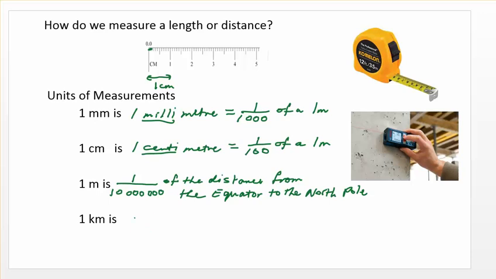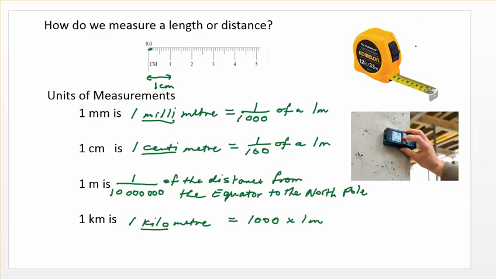And finally, 1 kilometre. So you need to be familiar with this language. Well, 1 kilometre is 1,000 times 1 metre, whatever that is. So everything is relative to metres. So that's where our units come from.